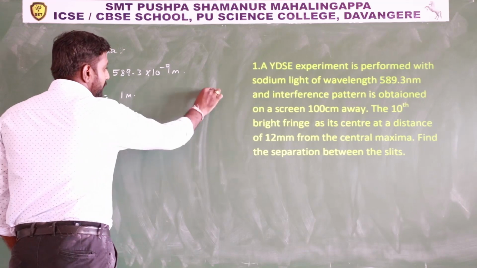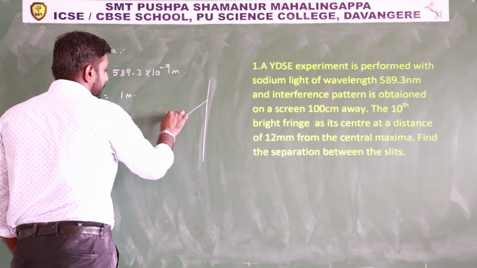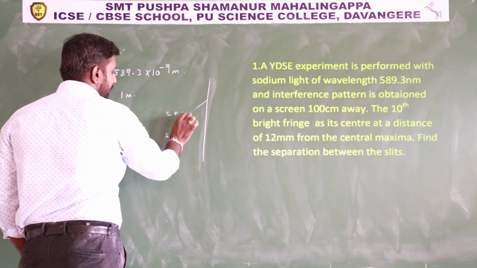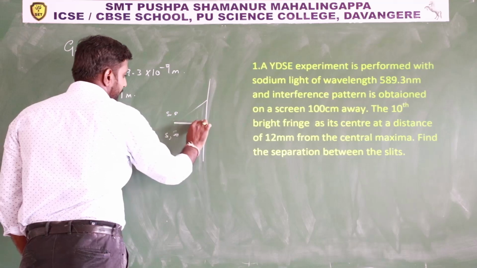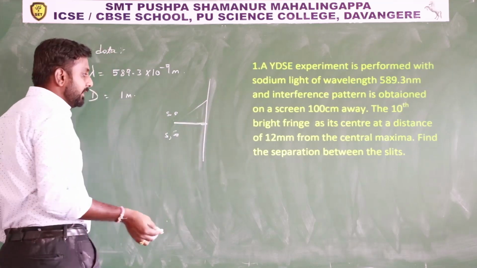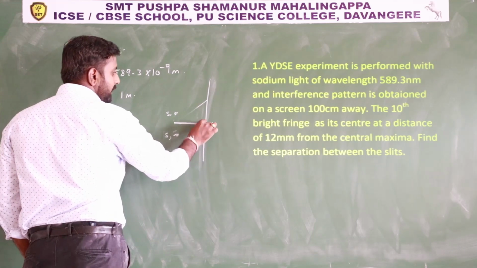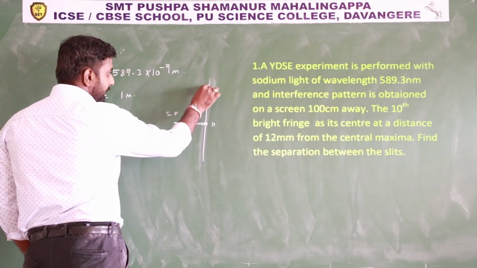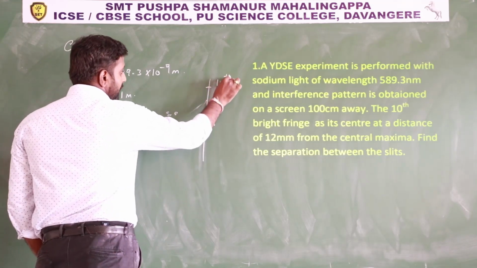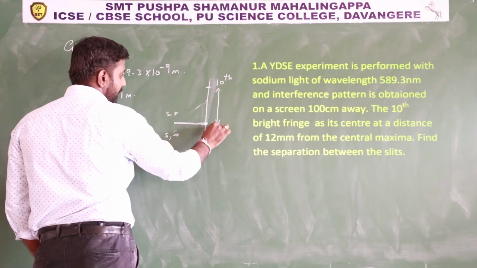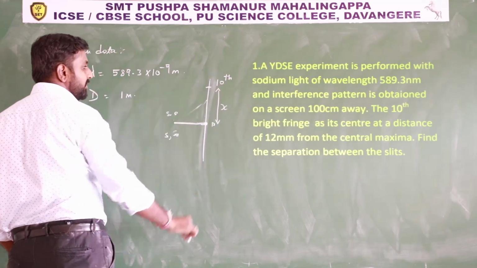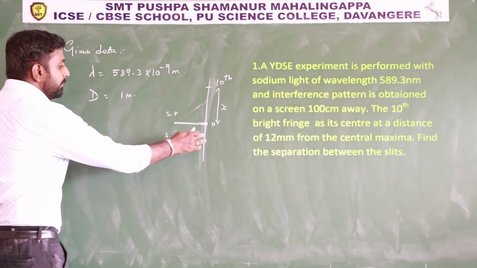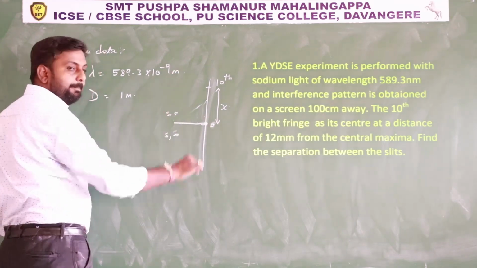Imagine the diagram. This is a screen, this is source S1 and this is source S2. Then at the midpoint, the central maximum, a bright fringe, will form. From this point, what is given? The 10th bright fringe, 1, 2 like that, the 10th bright fringe, the distance from the midpoint is x, the linear position of the 10th bright fringe. That distance is given as 12 millimeter from this central maxima.